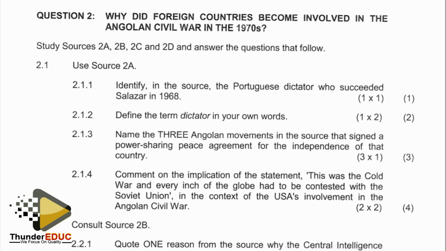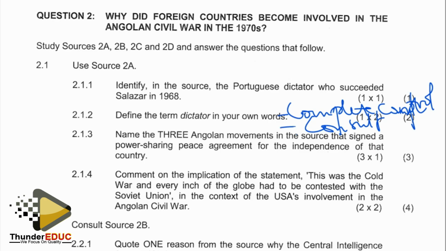Define the term dictator. When we're talking of a dictator, it's a kind of ruler or political leader who has complete control, a leader who has absolute power, who does not consult. He makes his own decisions and he has ultimate rights to decide on whatever should be done. That is a kind of leader who is regarded as a dictator.